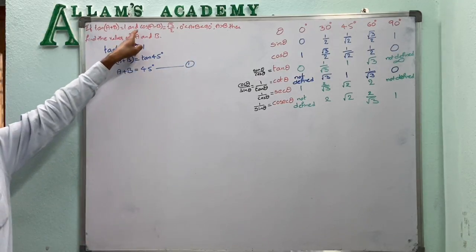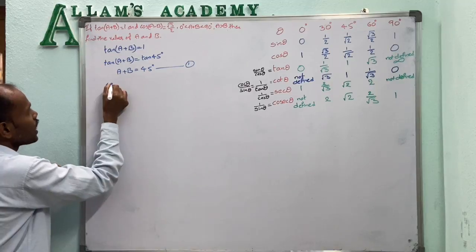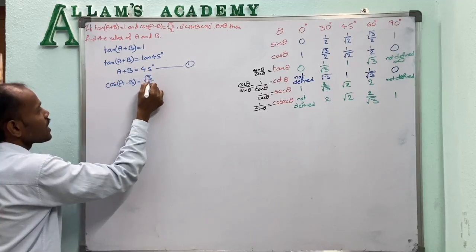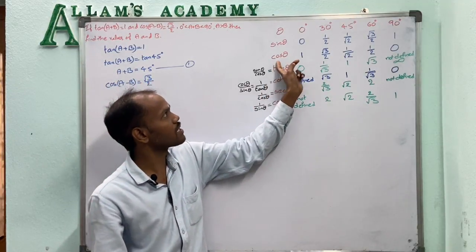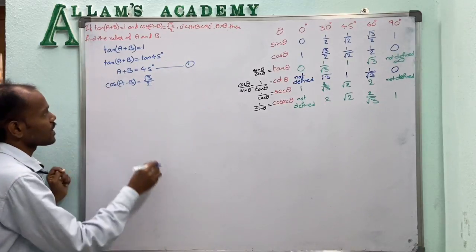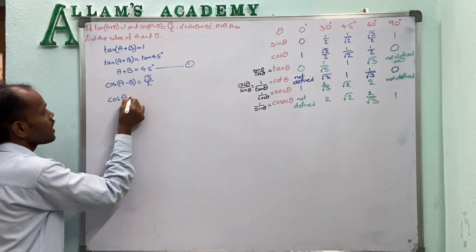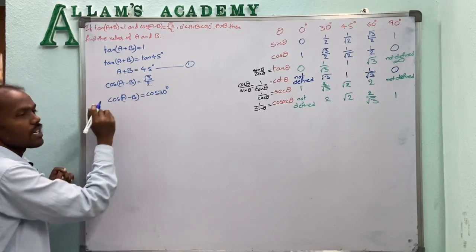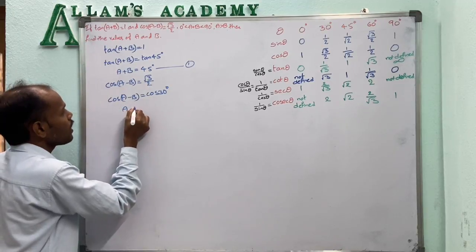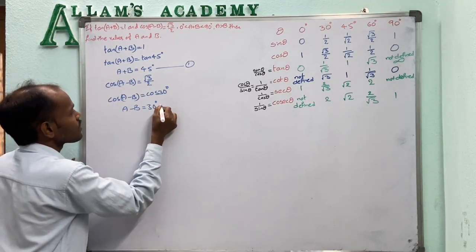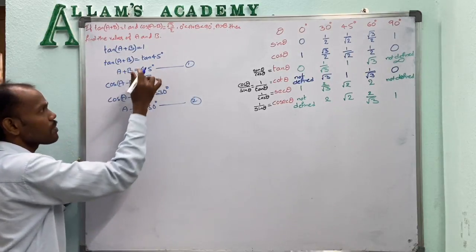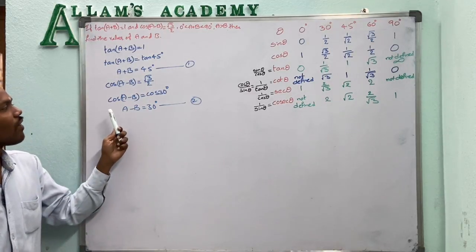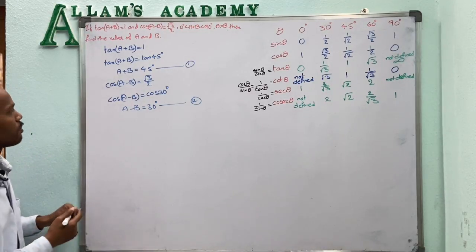Next, the given second ratio: cos of (A minus B) equals root 3 by 2. In cos, when we get root 3 by 2, that is at the place of 30 degrees. So cos of (A minus B) equals cos 30 degrees. Here also, removing cos on both sides, A minus B equals 30 degrees. Now if we simplify this, A plus B equals 45 and A minus B equals 30, we get the values of angle A and angle B.